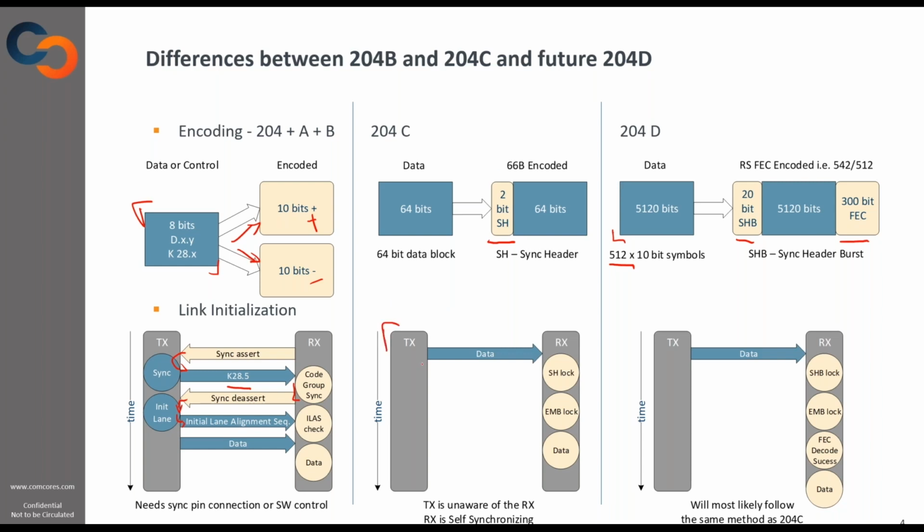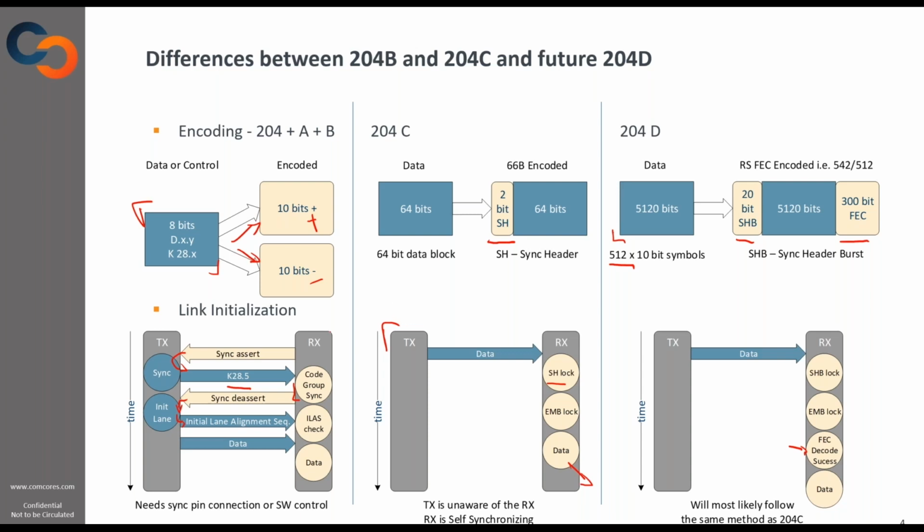In the C and the D standards, the mechanism differs. The TX is sort of blind to the RX, it's unaware of what's going on in the RX, and it just transmits data. The RX will sync to the sync headers, find those sync headers in the data stream, perform framing lock to these bigger framing structures inside the standard, and start outputting data without the TX having to do anything. The same will happen in the D revision, probably a similar scheme, except maybe we'll require FEC decoding success just to make sure that FEC is in the proper position.